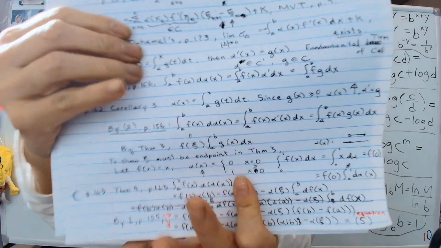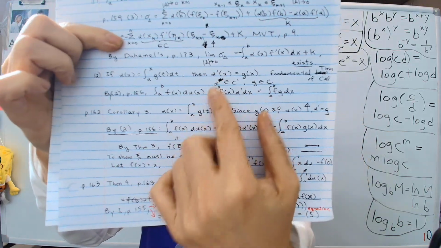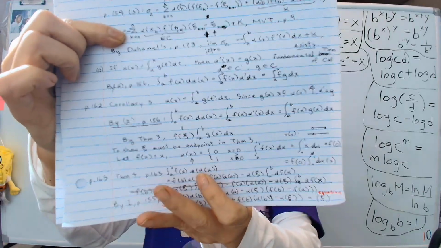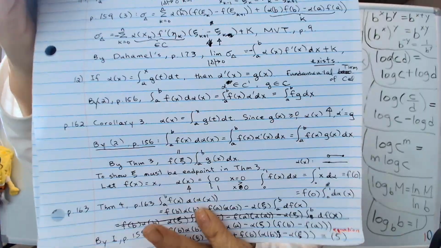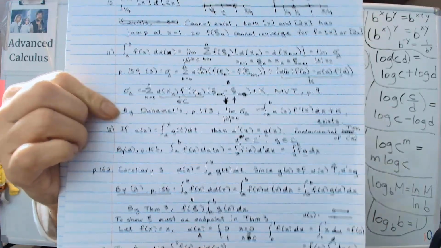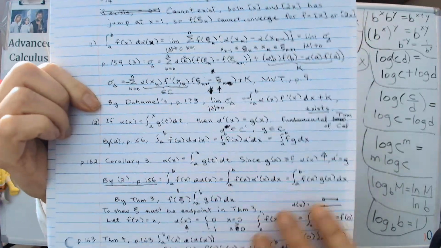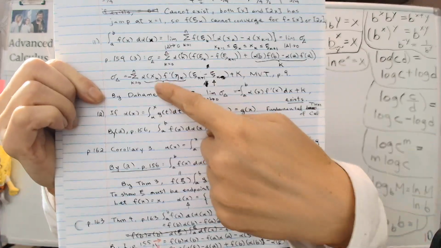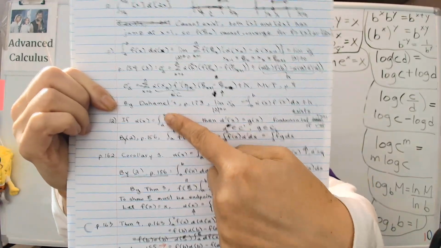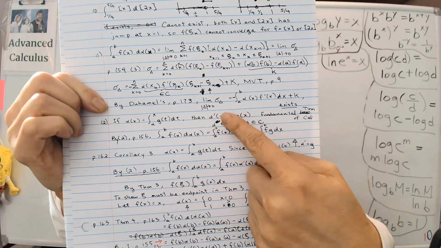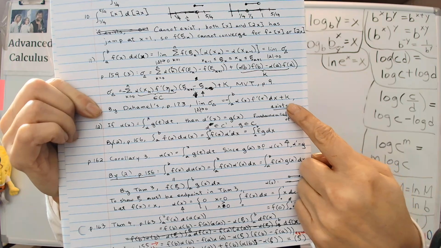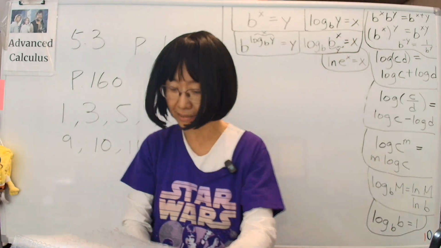So then, where is it? Where's Duhamel's? Oh, right here. Problem 11. So by Duhamel's, this condition is that both functions are continuous, and that's the non-decreasing. Therefore, we can apply Duhamel's, where the limit of this thing is equal to this, which means it exists, and all we have to do is prove existence.